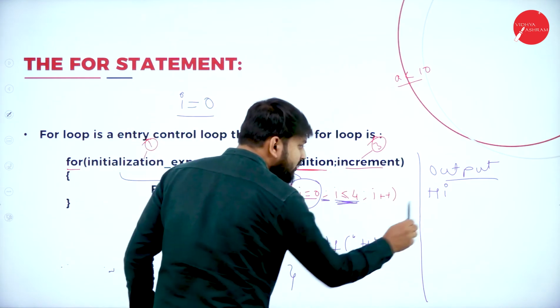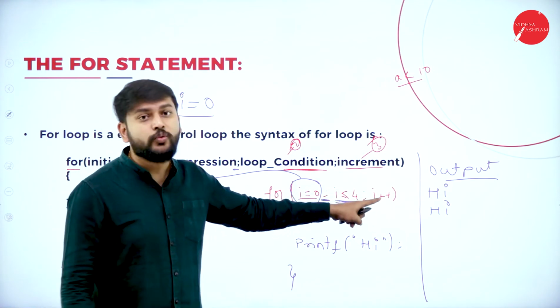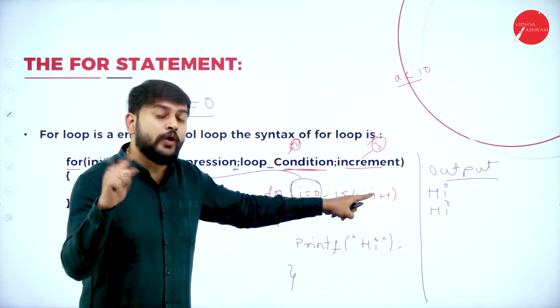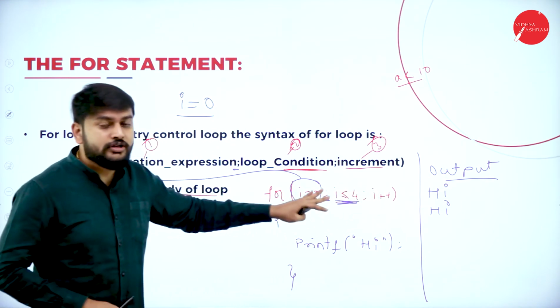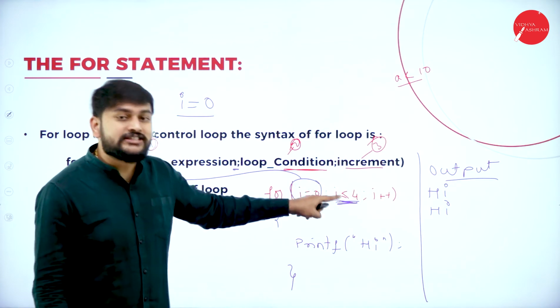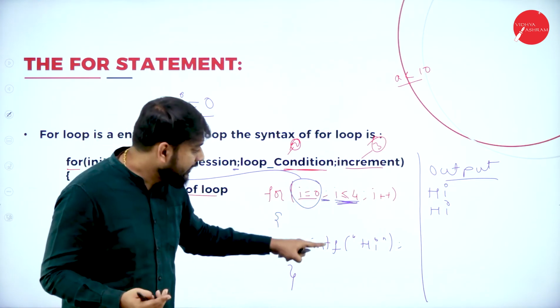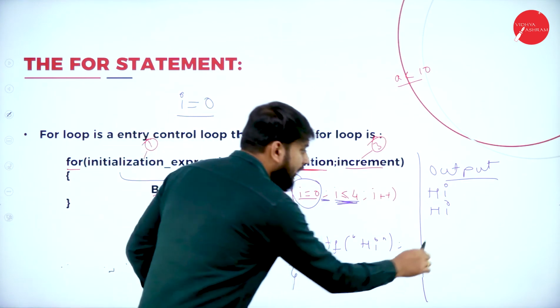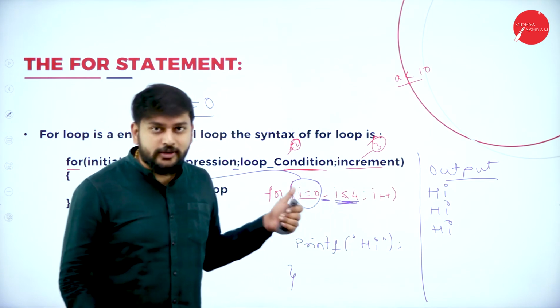It will print hi. After that, again the i value will be incremented. The i value was 1, and now it is incremented to 2. Incrementing is done, so again it will check the condition. 2 is less than or equal to 4. Yes, the condition is true. Again, it will execute the statement and print hi. Then after that, the increment will happen.